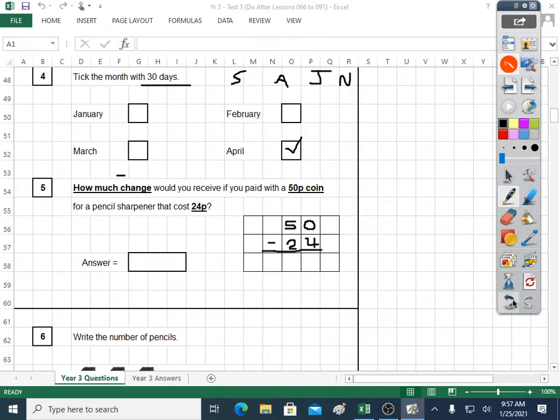So column method for subtraction. 0 take away 4 we can't do, get some help. This is morning maths every day, isn't it? 10 take away 4 is 6, 4 take away 2 is 2. 26, is it 26 pounds or 26p? Because we've got to put pounds or p, it's p, isn't it, this question? You never put pounds and pence, you only put one sign or the other. This time it's a 26p sign. On to question 6.